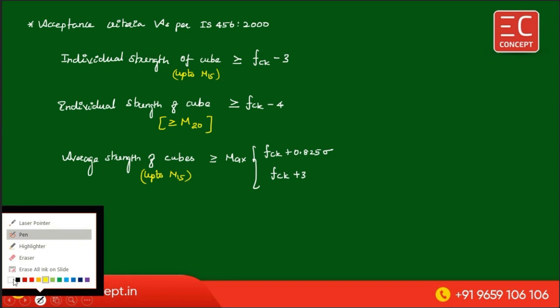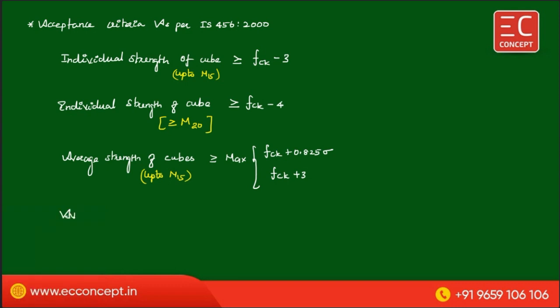But the next one is average strength of cubes greater than or equal to the maximum of FCK plus 0.825 sigma and FCK plus 4. And this value is also up to greater than or equal to M20.